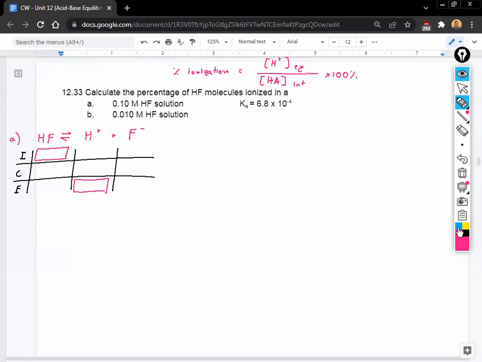All right, so one of them we have already, and the first one is going to be the initial concentration of the acid. For part A, it's going to be 0.1. So we're going to write 0.1 molarity. And then same thing as usual, we don't start with any H plus or F minus. We're going to lose some of the HF to get 0.1 minus X. We're going to gain the same value for the product side. So we're going to end up with X and X. If you notice, this is the same thing that we've been doing. Nothing's different. It's the same ICE table.